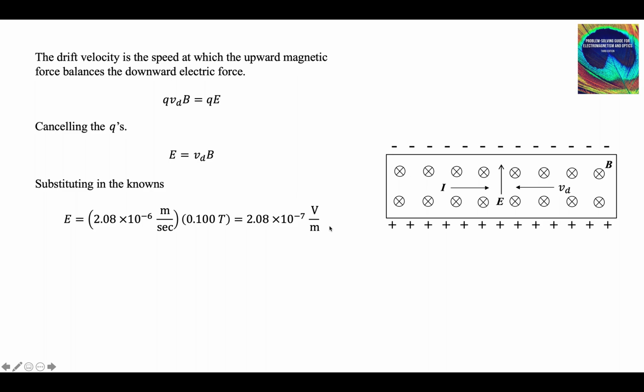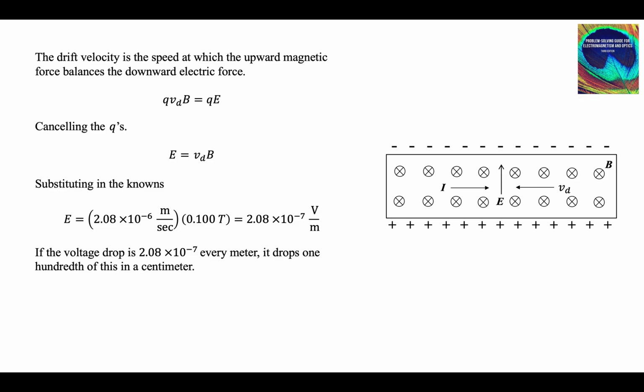But we don't want the field, we want the voltage difference, the Hall voltage. 2.08 times 10 to the minus 7 volts every meter. But this is only 1 centimeter. It drops 1/100th of this in a centimeter. The Hall voltage is 2.08 times 10 to the minus 9th volts, 2 billionths of a volt. Now it's your turn. Do some problems, lots of them.